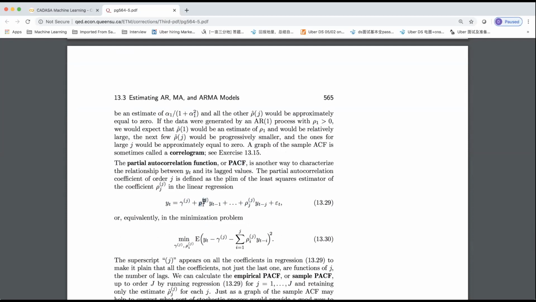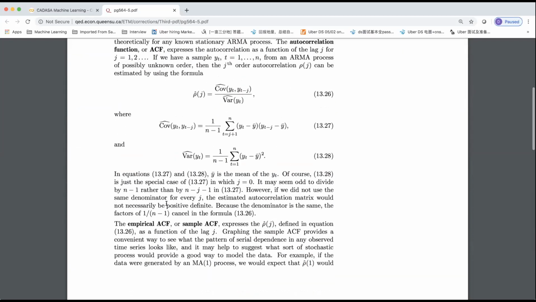Then each of the coefficients here is called a partial autocorrelation factor. For example, this is a partial coefficient. Rho 1 is a partial coefficient, or an autocorrelation factor, between yt minus 1 and yt. So there is a fundamental difference between the two.